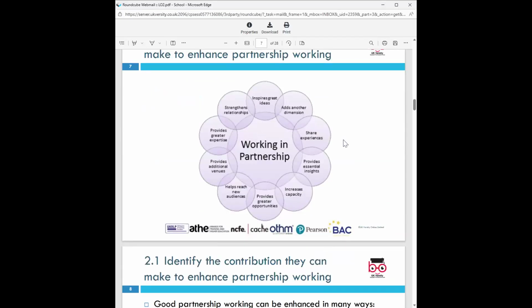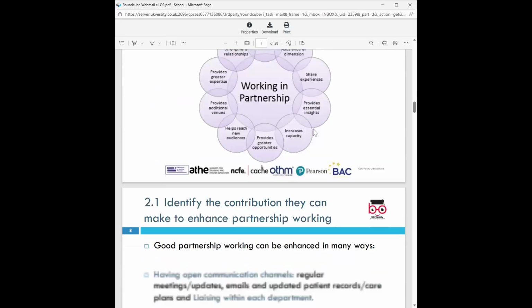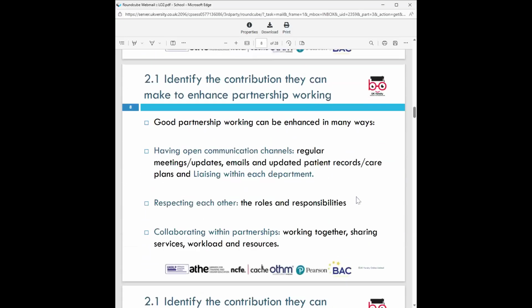That document looks at things like inspiring great ideas, adding another dimension, sharing experiences, providing essential insights, increasing capacity, providing greater opportunities, helping new audiences, strengthening relationships, greater expertise. So identify the contribution they can make to enhance partnership.